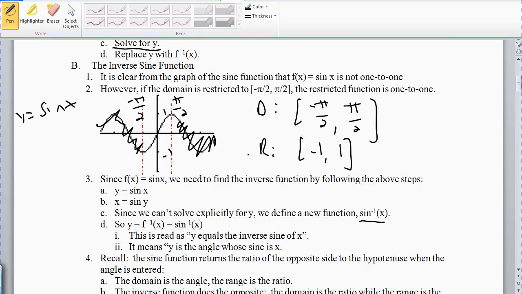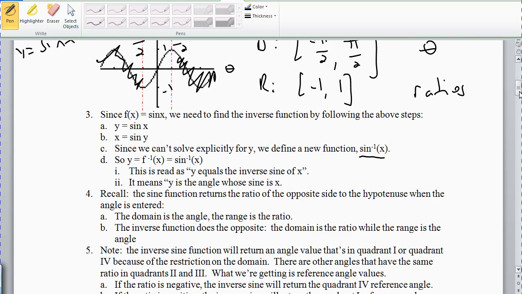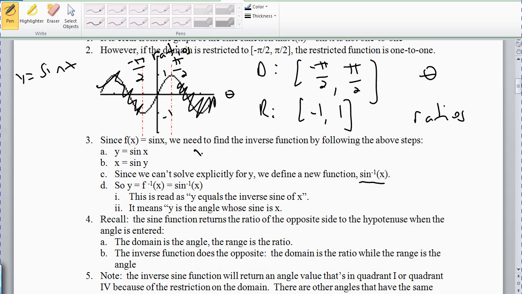Now, when we did the graph of our sine function, the x values were actually angles, or thetas. And then the y values were the ratios, or the trig values. Some people call them ratios, so just call them ratios. But for inverse sine, everything changes. So let's just look at this for a second.